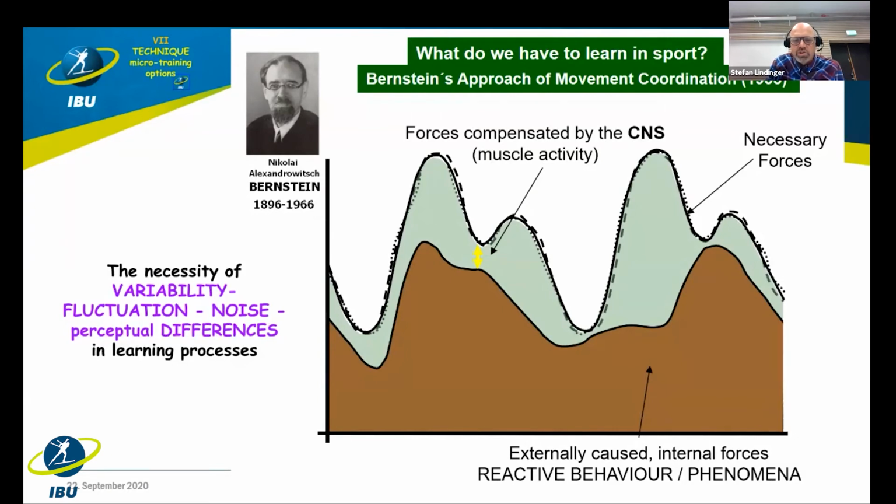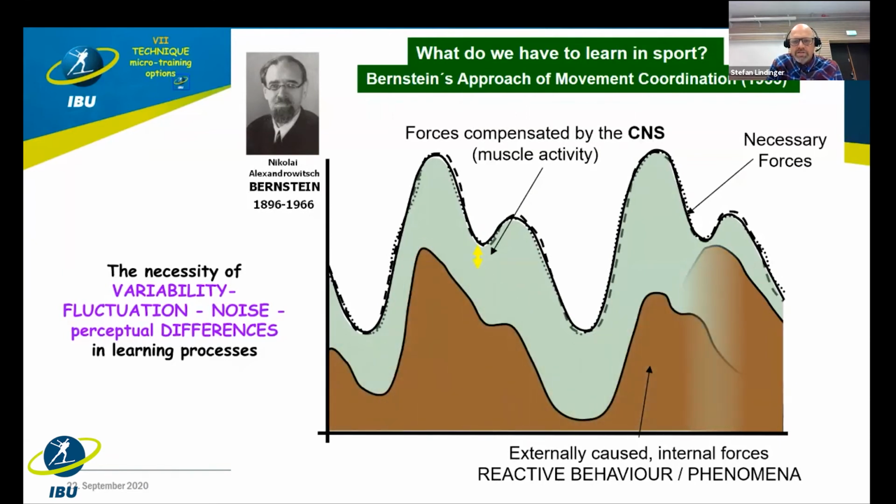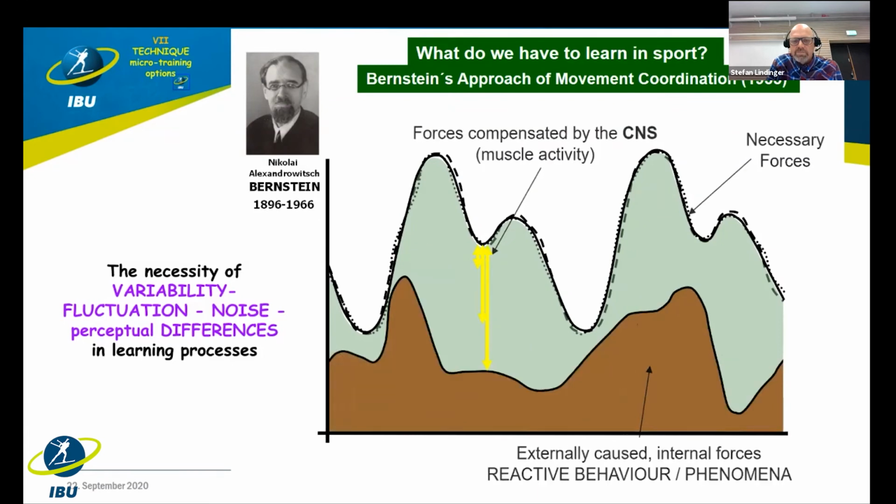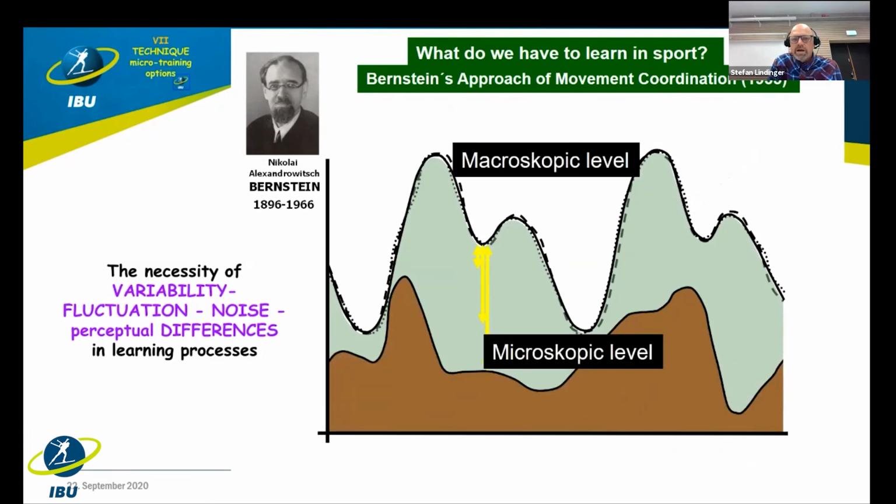And this is all the time changing. We need to change the dose of muscle input every step in skating, depending on the changing conditions. But we always want to create a similar force. So you see the green and brown part is all the time changing. So we have a macroscopic level where it's not so variable, but we have a very high variability on the microscopic level. And this is a fact. In shooting and skiing, everywhere, a fact. We have a high variability on the microscopic movement level. And this we must train.